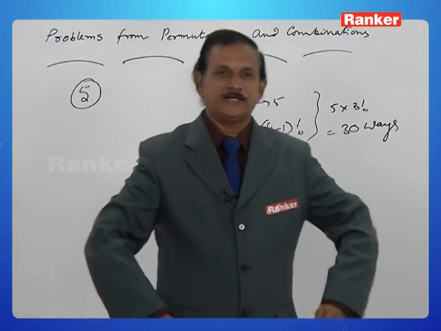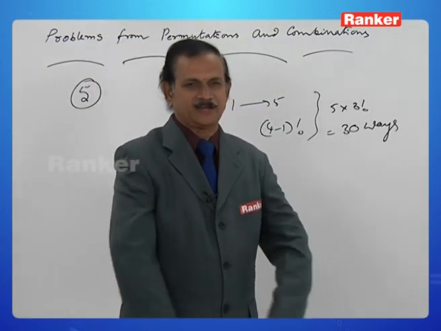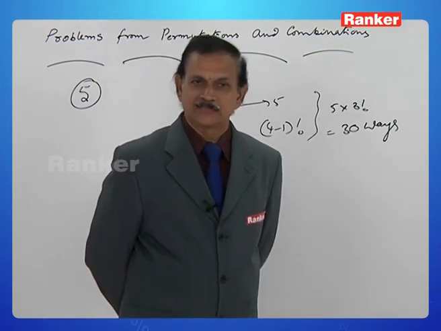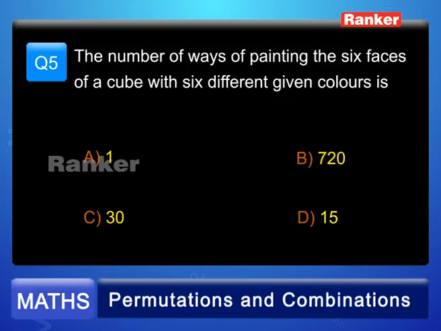How many ways? 30 ways. So what is the right option? Third option, that is option C is the correct option. The number of ways of painting all the 6 faces of a cube using 6 different colors is 30. Option C is the correct answer.